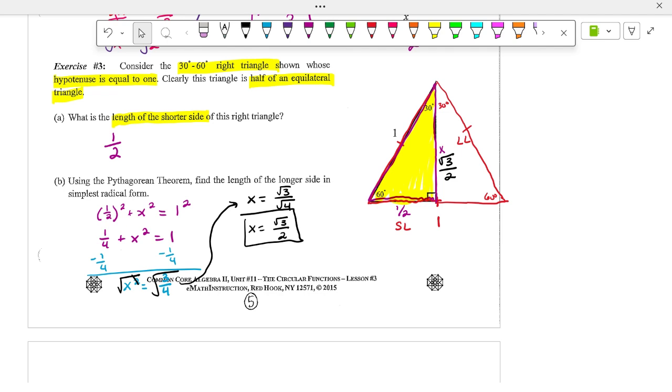So I'm just going to label the angle measures real quick, at least in degrees for right now.